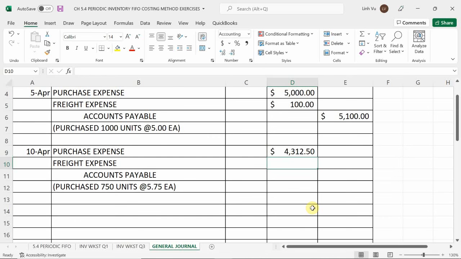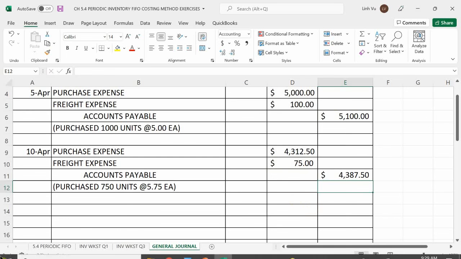Plus, what was my freight? 75. 75, which should give me a grand total of $4,387.50. Okay. I already adjusted my description here. So then now I can plug it into my inventory worksheet.